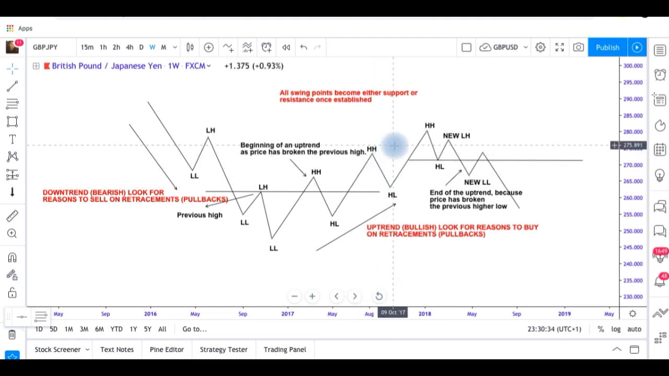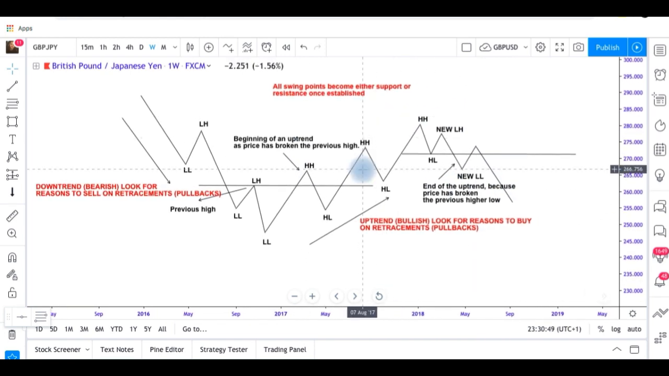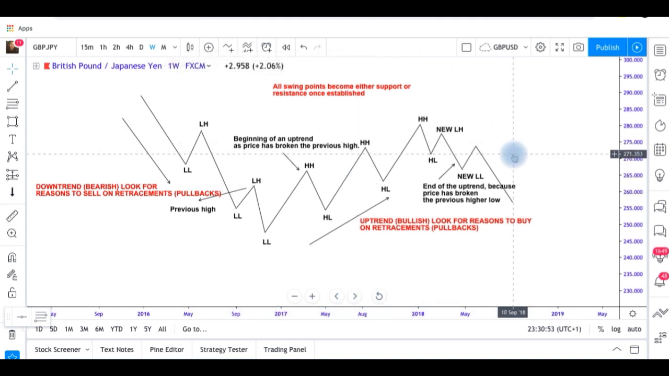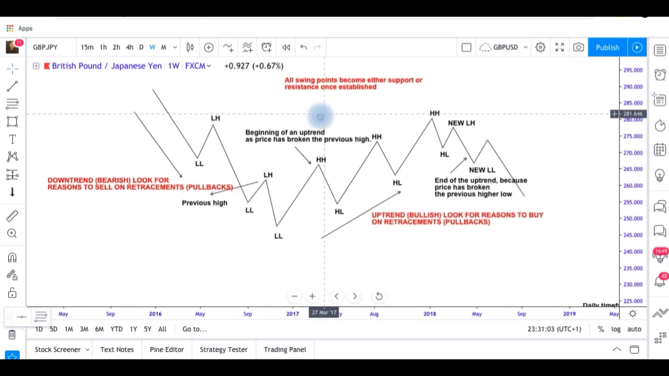So we can't get too confused with the lower time frames. We always need to find the trend on the higher time frames. Okay, so the trend is not entirely broken until we break the most recent swing point. Okay, so let me just remove some of these lines. What happens when we create these new higher highs and higher lows, all these swing points become either support or resistance.